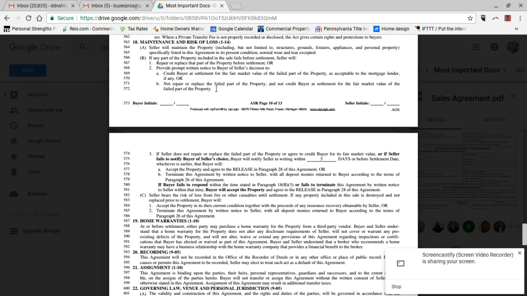So I struck that out. Well, it's a good thing I did, because if I didn't, my seller would be buying an air conditioner for their buyer. The air conditioner is worth half the price of the house. I don't know, the deal's for like 14 grand or something, right?